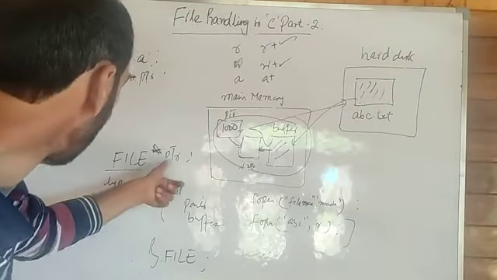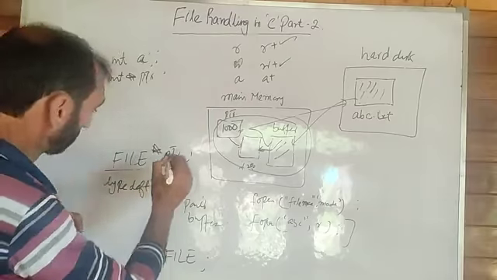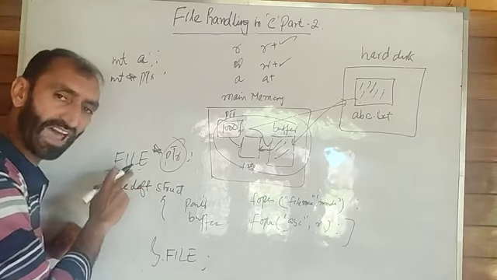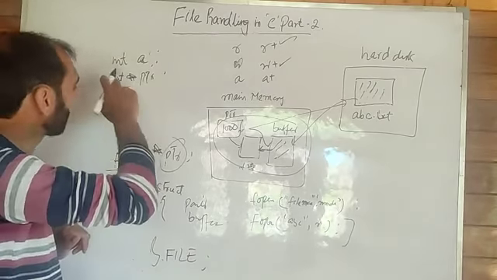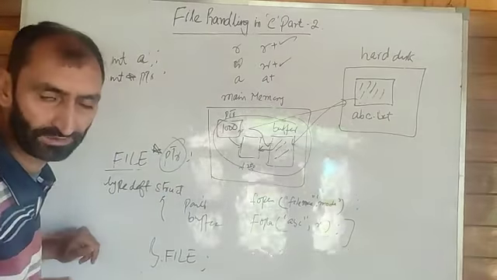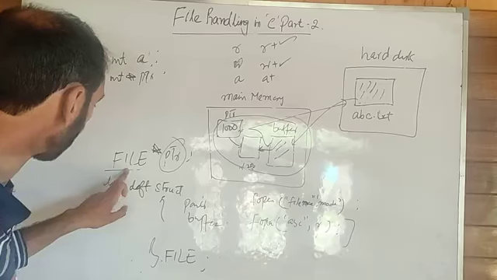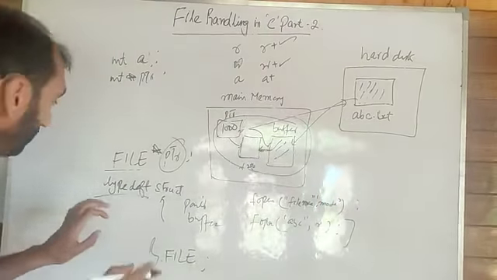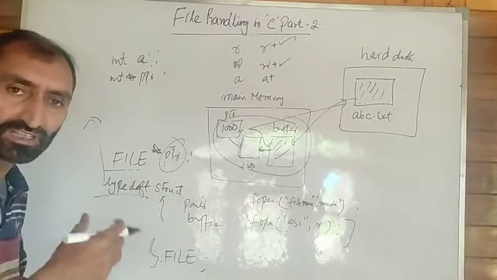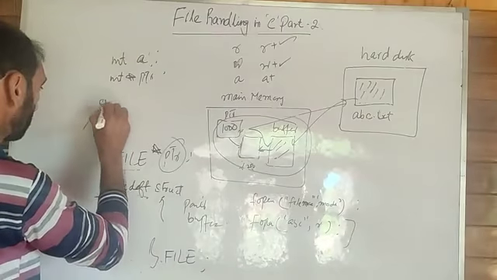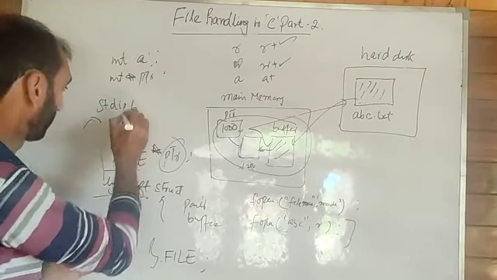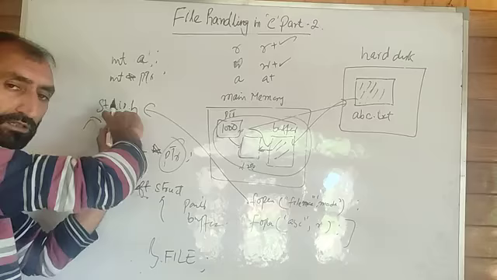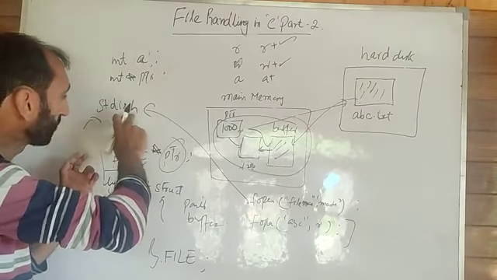This FILE *ptr, because the name can be anything, it is up to you. But FILE is a data type, just like int is a data type, char is a data type, float is a data type. But it's a user-defined data type. It can be created by using the typedef struct. And this typedef struct is defined in the header file stdio.h. And fopen is also defined in the header file stdio.h.